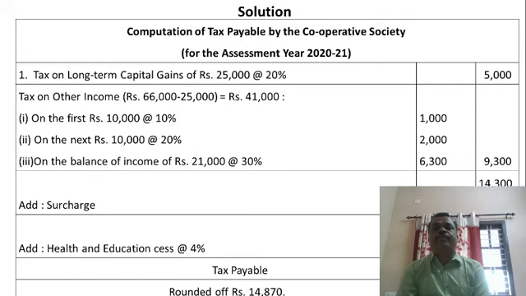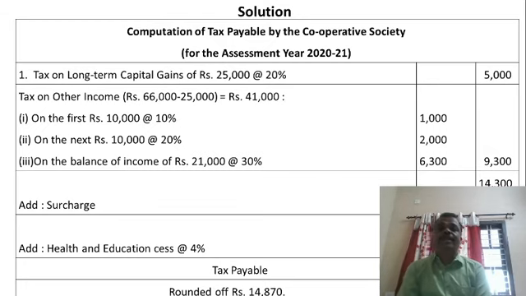Third step, we will calculate the tax payable, tax liability, computation of tax payable by the cooperative society for the assessment year 2021. Usually long-term capital gain of 25,000 carries 20%. 20% of 25,000 is 5,000. So tax on other income, we have already calculated the taxable income 66,000.